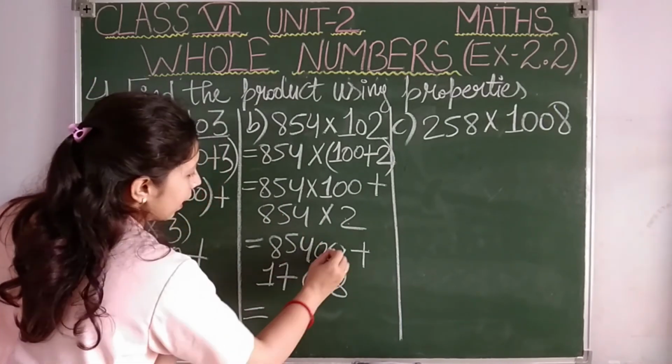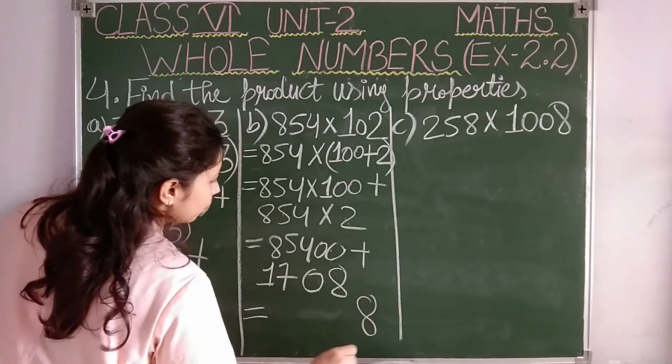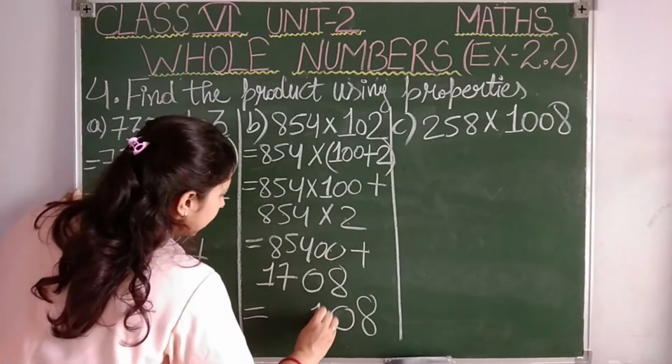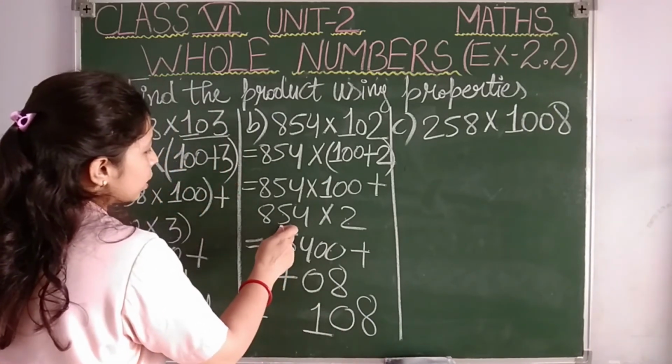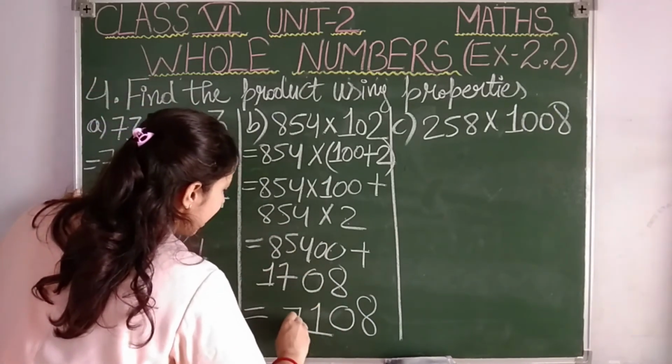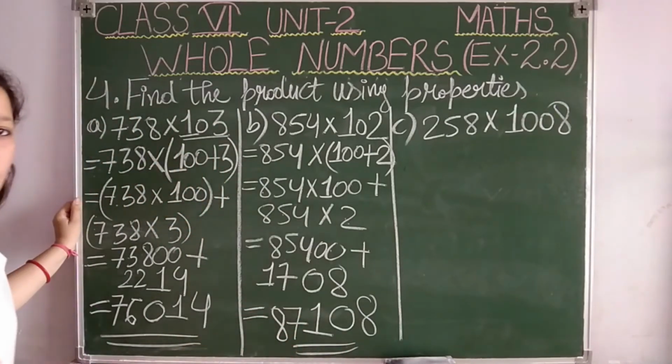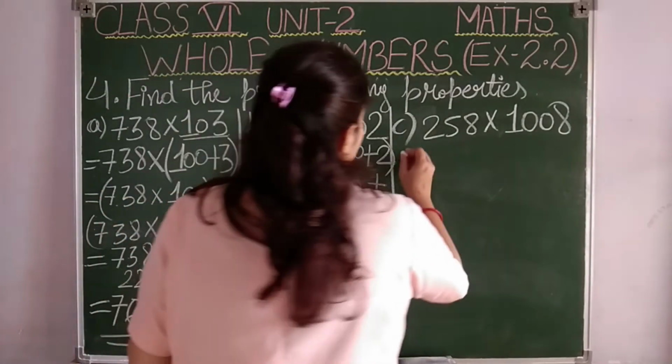Then add them. 0 plus 8, 8. 0 plus 0, 0. 7 plus 4, 11. 5 plus 1, 6. 6 plus 1, 7. And again our answer is ready. Clear students?